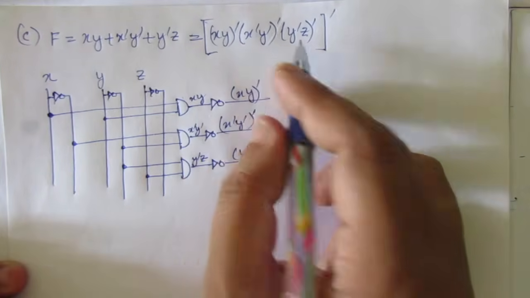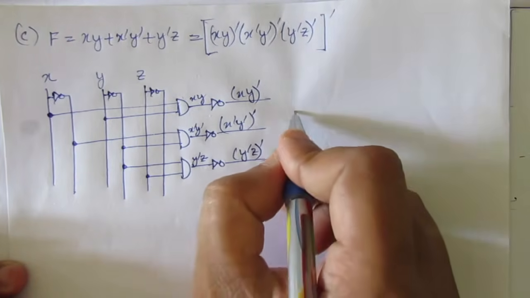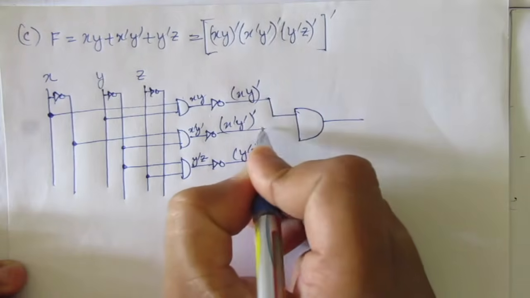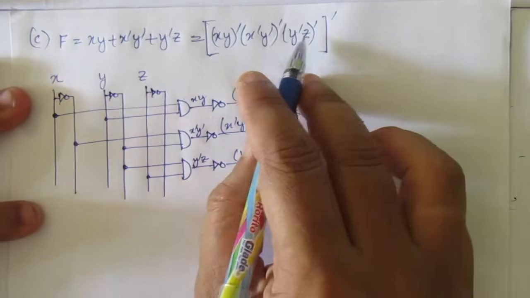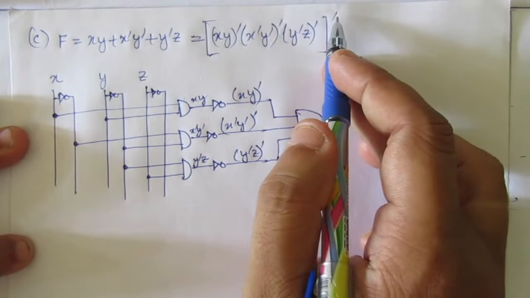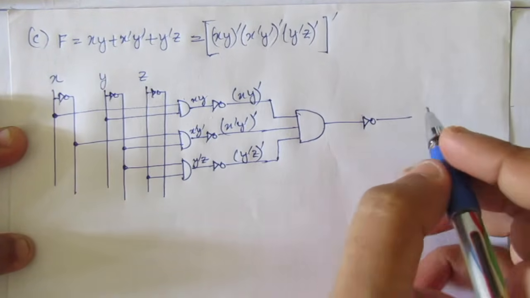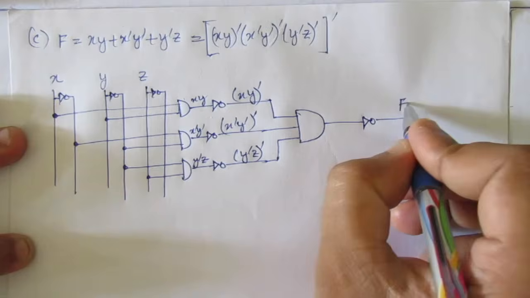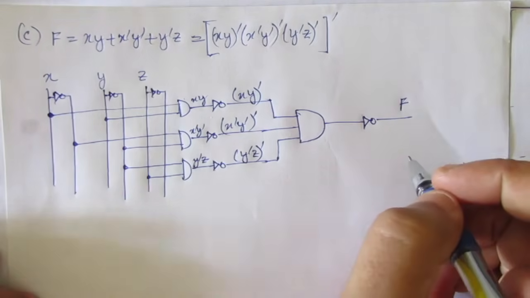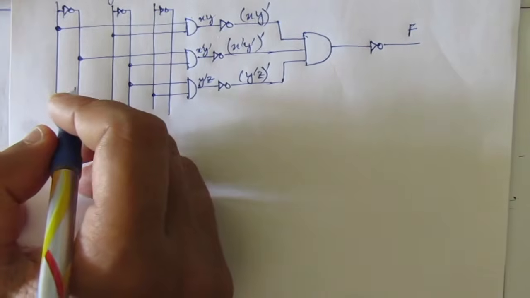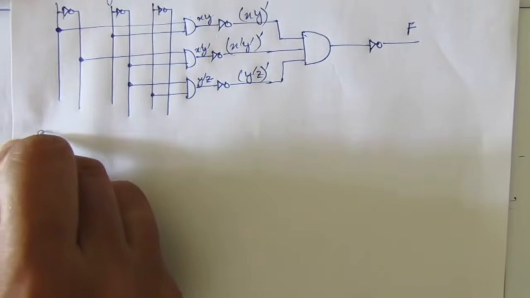Then we have to multiply these three terms. Then another AND gate we have to use here. So the inputs will be these three. So here we'll get this multiplied form, but we have another complement. So we'll use here a NOT gate at the output. Okay, so we'll get here the function f. Okay, so this is the logic diagram of the third section. Now let us go to the fourth part of the problem, that is D.